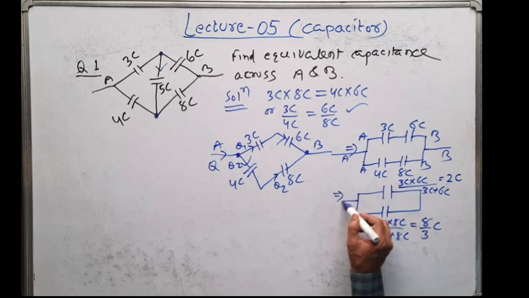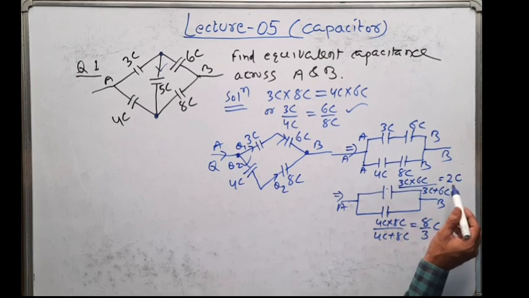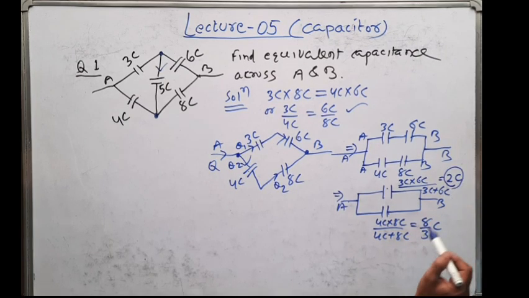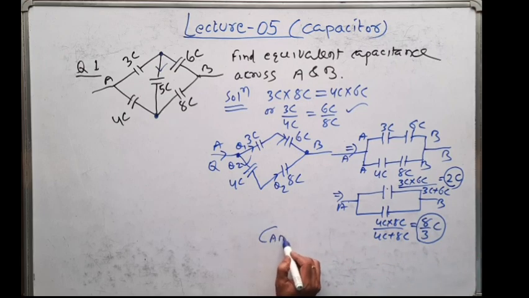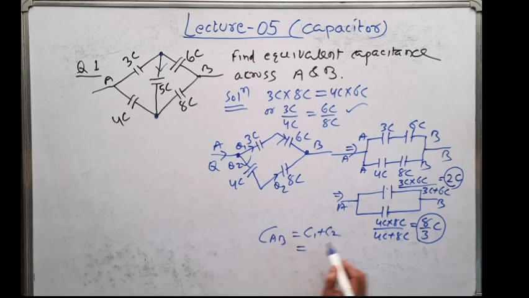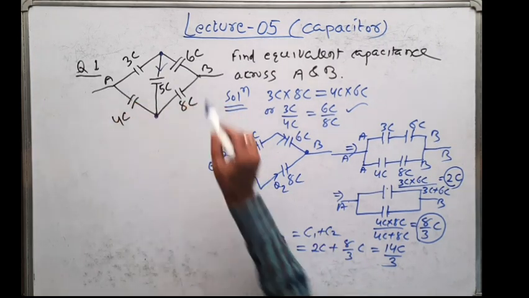Now see, this is A, this is B. Now across this A and B, there are two parallel paths. So this capacitance is 2C and this capacitance is 8 by 3C. So what is the equivalent capacitance across A and B? Both are connected in parallel, so it is C1 plus C2. We know the formula. Here C1 is equal to 2C, this capacitance is equal to 8 by 3C. So that is equal to 14C by 3. So this is the equivalent capacitance across this A and B terminal.